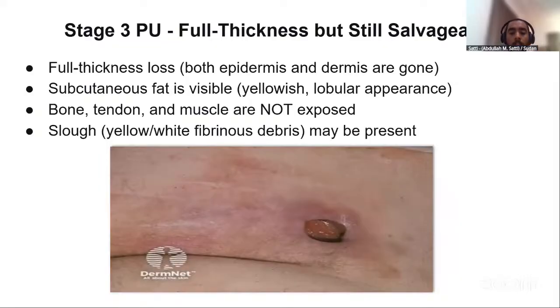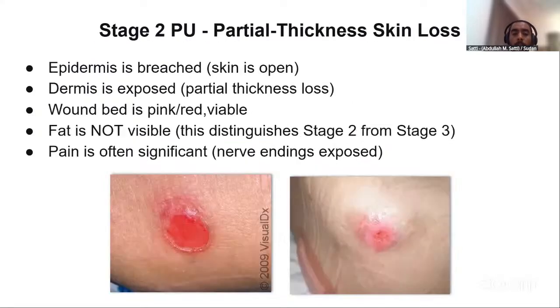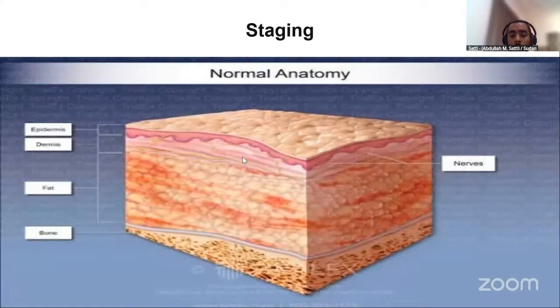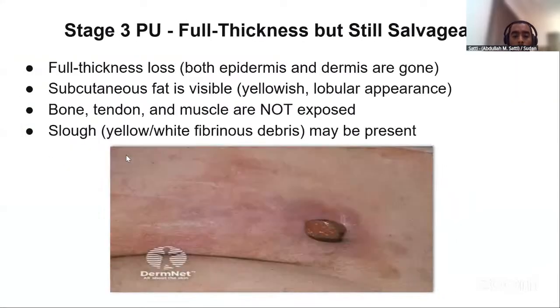So stage 3, after breaking the epidermis and the dermis, there is the subcutaneous fat. As we saw here, this is the epidermis, this is the dermis, this is the subcu fat. And why is this important? Because in elderly, the subcutaneous fat is atrophied. So their susceptibility to get an advanced ulcer is very high, and we should pay attention to that. So full thickness is the loss of both epidermis and the dermis. The subcutaneous tissue is visible. You would see the yellowish discoloration of the skin of the patient.